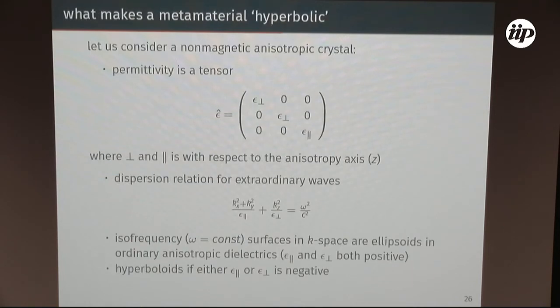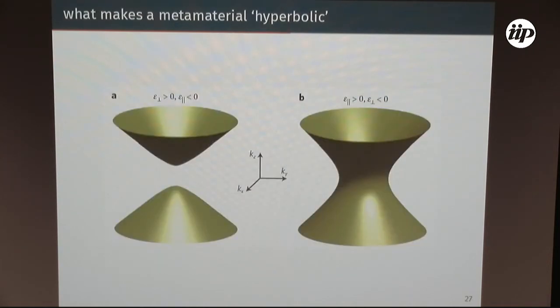If you have an anisotropic non-magnetic dielectric, permittivity is a tensor, and I'm supposing that along these two directions the permittivity is the same, and in the third direction, perpendicular, it is different. So we have a dispersion relation for light propagating in this material given by an ellipsoid in k space. But if one of these is negative, you have hyperboloids instead of ellipsoids. So you have two kinds of dispersion relations depending on your choice of the negative permittivity.